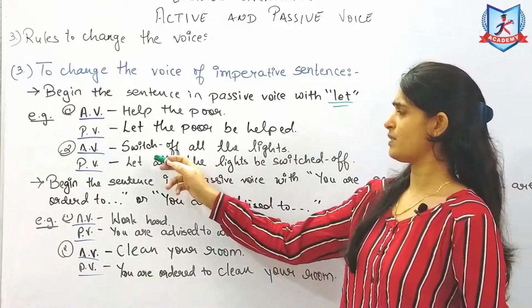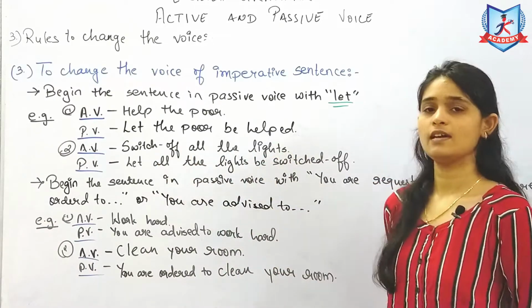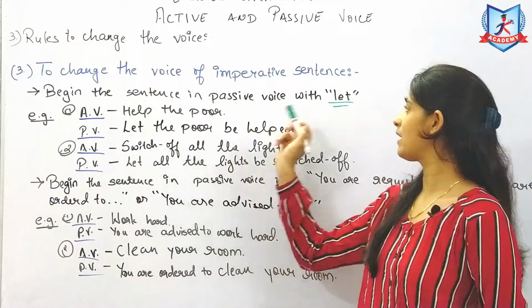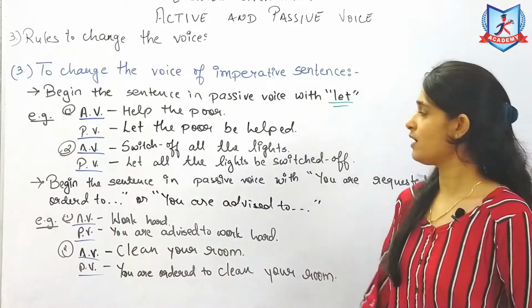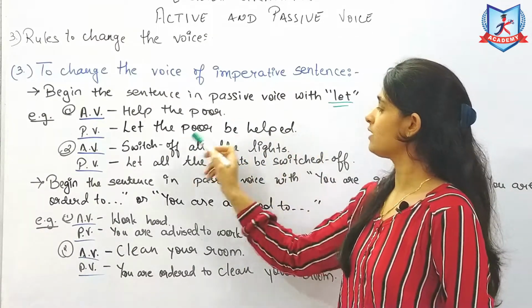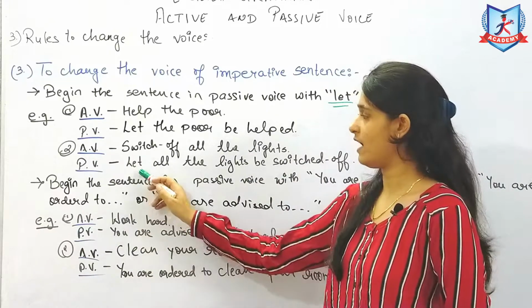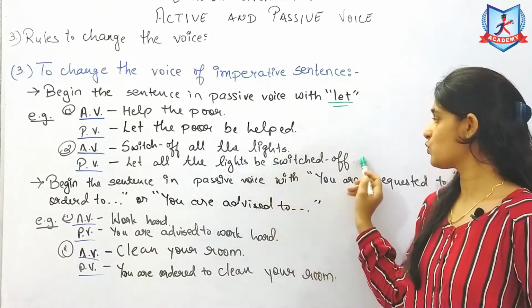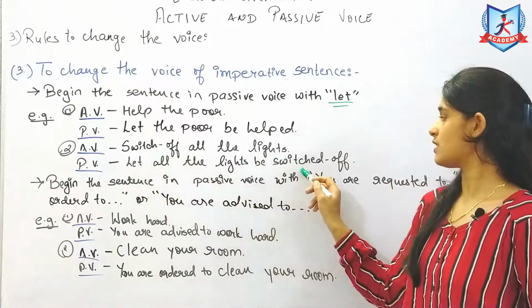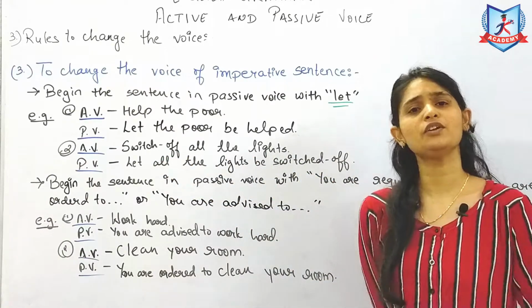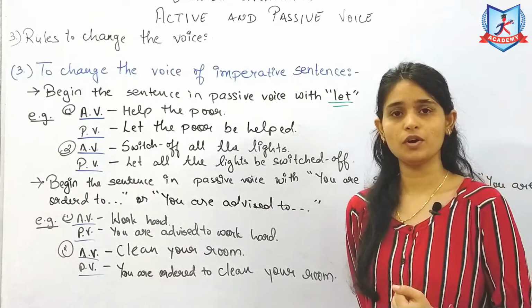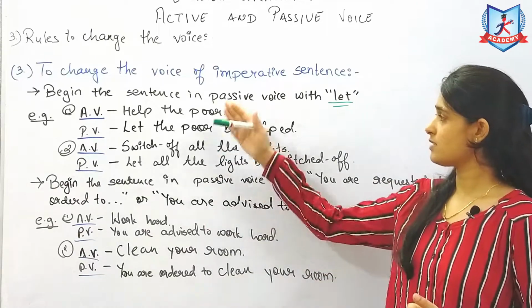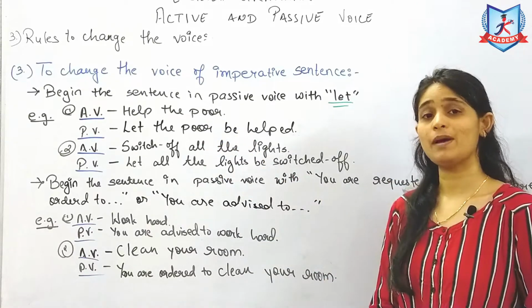Right? Another example. Switch off all the lights. And the passive voice, I need to begin with the word let. फिर object को use करना है. All the lights is the object. So I would write let all the lights. Be is part of the format and switched off. Switch का switched हो जाएगा because I need to use the V3 form of the verb, right? So this is one way in which you can convert into passive voice.